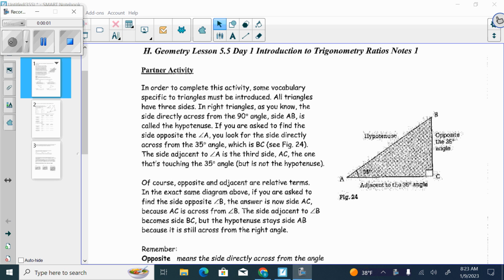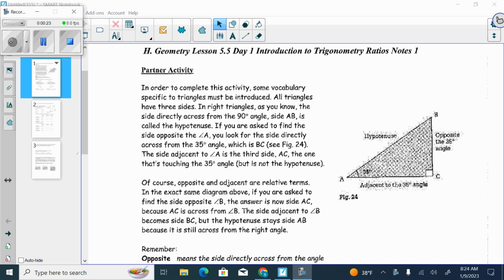It says, in order to complete this activity, some specific vocab must be introduced. All triangles have 3 sides. In right triangles, as we know, the side that's directly across from the 90-degree angle in the drawing here, that would be this side here, AB, is what we call the hypotenuse.